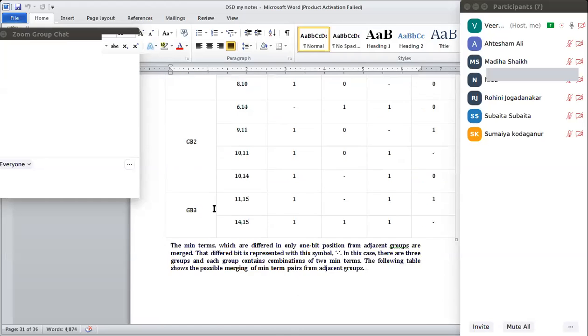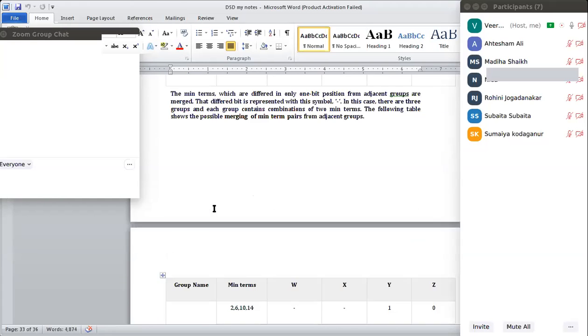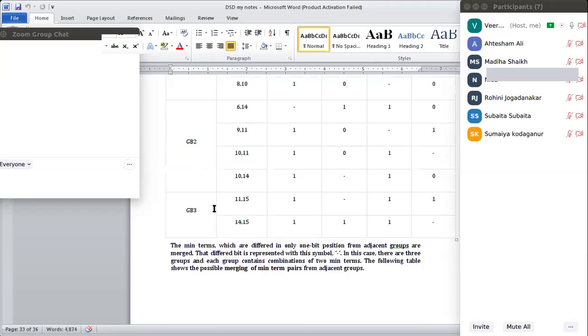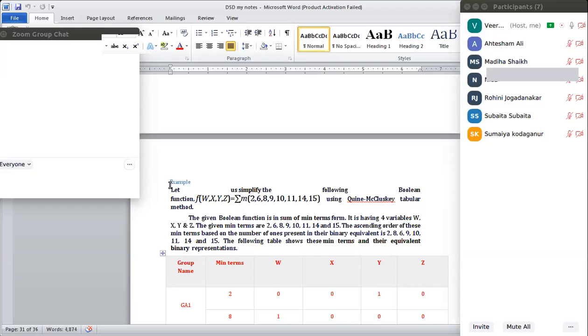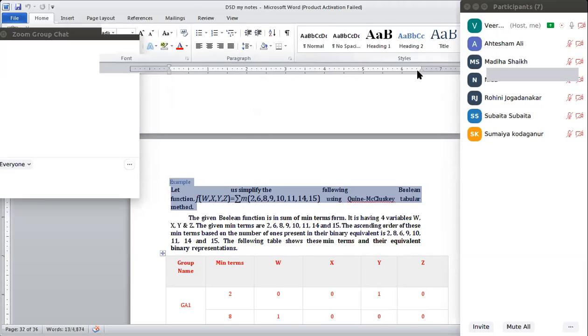Okay, let us go for the third step. I'll come with the example only from the first step. So this is the problem that has been given here. What is the function? F of w x y z, a 4-variable function. The summation, that is the tabular column we are going to get from this, is 2, 6, 8, 9, 10, 11, 14, 15.